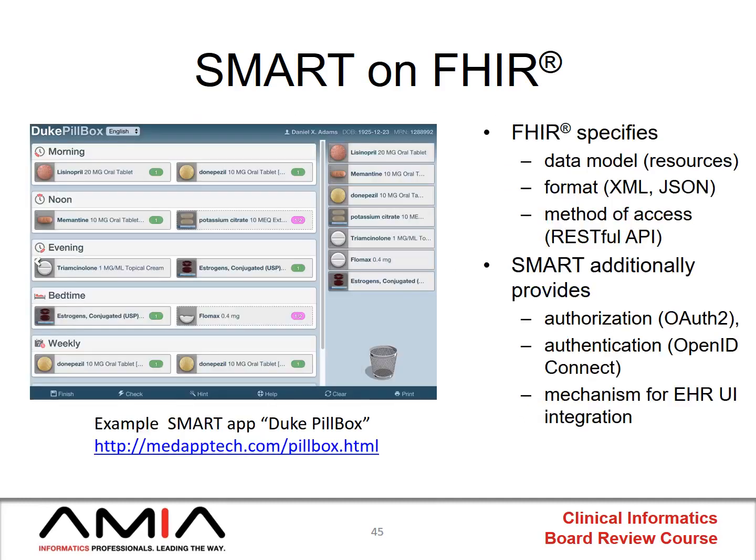And here's an example of a non-trivial application that was built using FHIR. This is an app called the Pillbox by Duke University, and what the SMART on FHIR app actually does is that it fetches the patient's medication list, it looks up all of those SNOMED CT codes, and then it renders the medication list in a useful, very visual format like this for the patient to refer to.